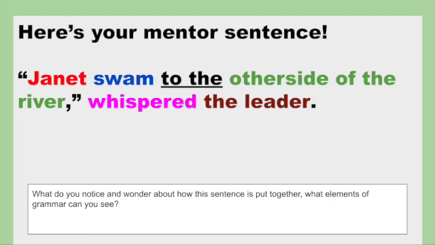Here's your mentor sentence. Janet swam to the other side of the river, whispered the leader. What do you notice and wonder about how this sentence was put together? What elements of grammar can you see? How does the writer bring you into the story? Discuss with your teacher and write about it. Pause the video.